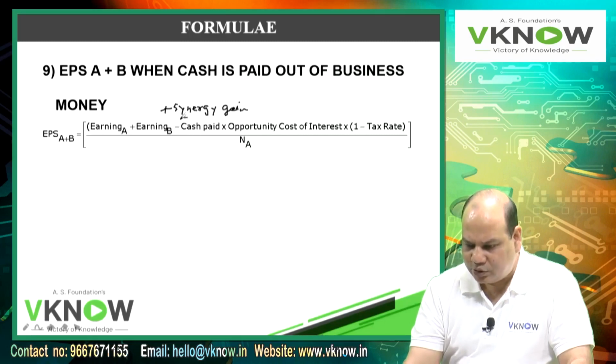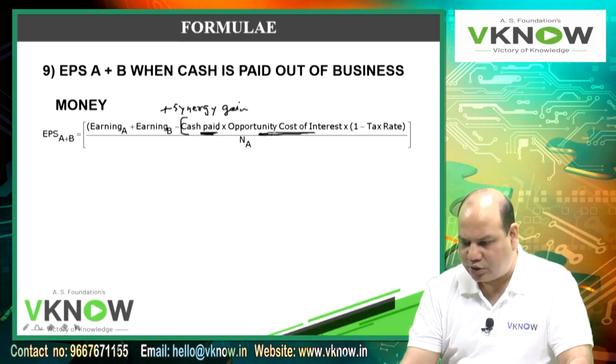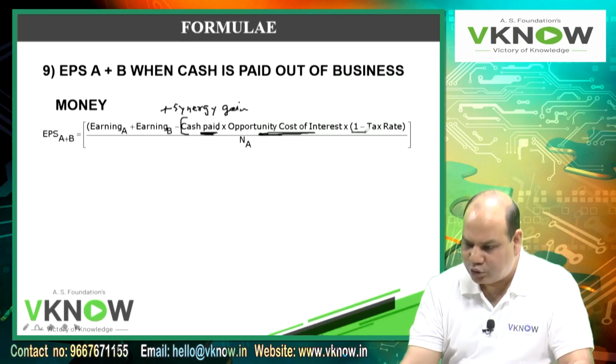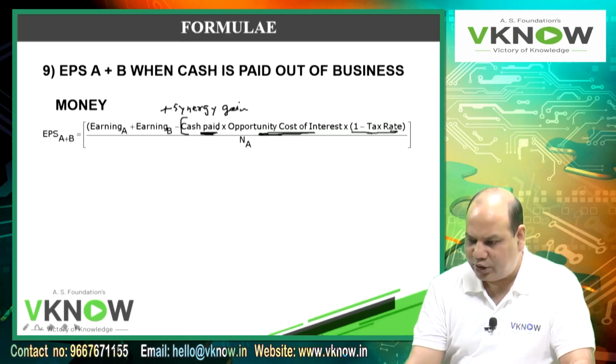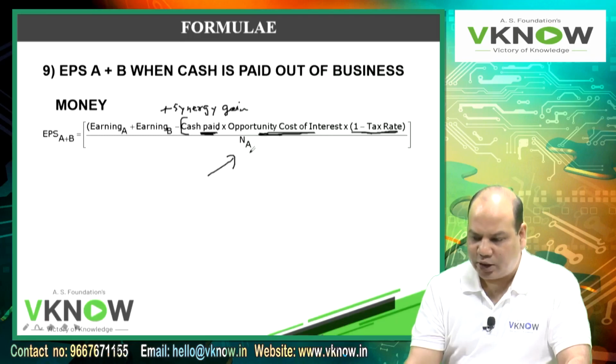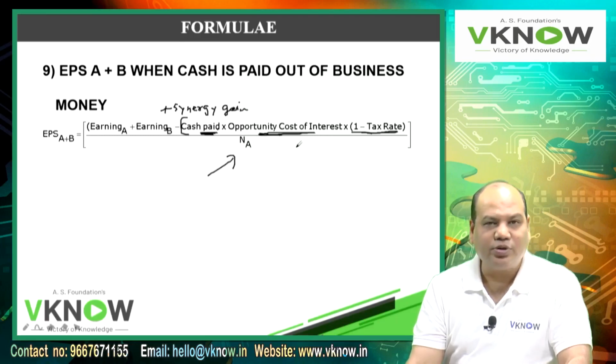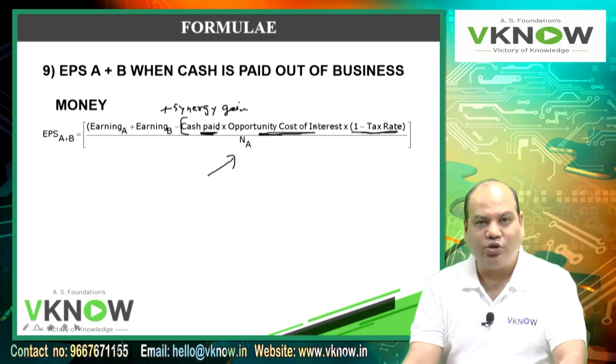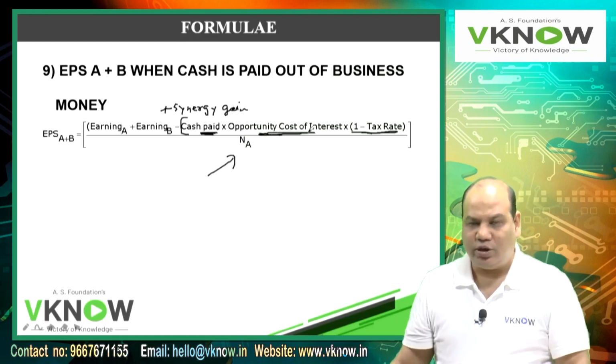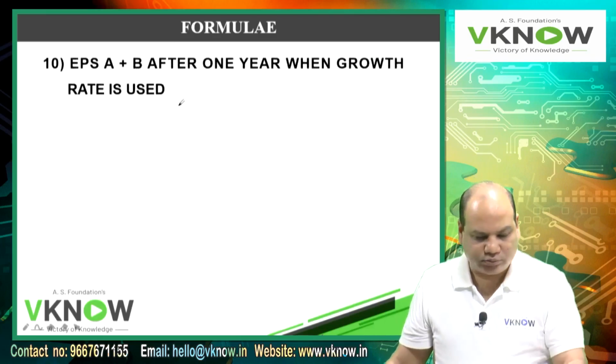and then minus, you put in bracket cash paid into opportunity cost, because if you pay 100 crore rupees out of your business cash, you have lost the opportunity to earn interest on that, into opportunity cost of interest into 1 minus tax rate, net of tax. This 1 minus tax rate is for net of tax. Again, important thing, only write number of shares of acquiring. Do not add number of shares issued to B, because there is no share issued. Cash is paid. When cash is paid, number of shares will not change.